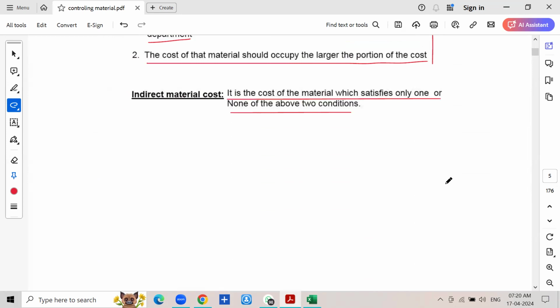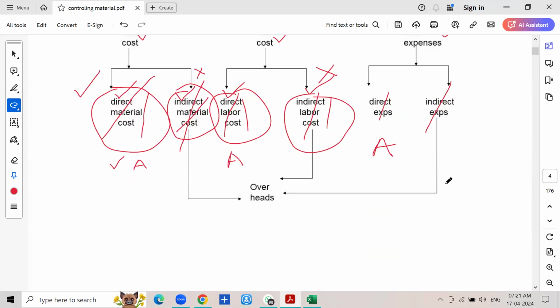For one unit of output, how much is the printing and stationery? Can you quantify? How much is the traveling expenses per computer table? Can you quantify? How much is the petrol consumption? Can you quantify per table? No. So all these expenses are called indirect expenses: printing and stationery, traveling expenses, postage, etc. Now, what is the final conclusion?